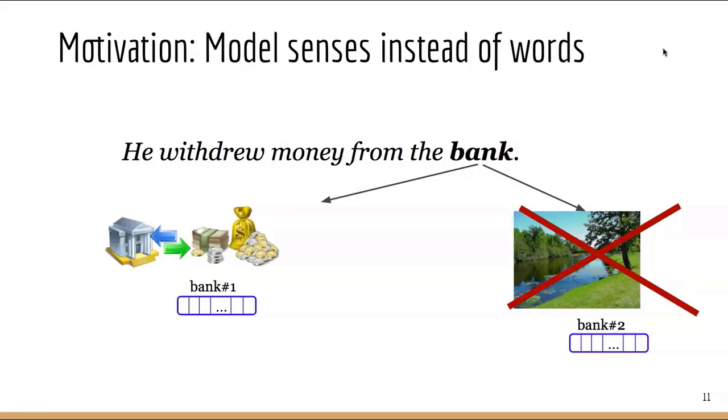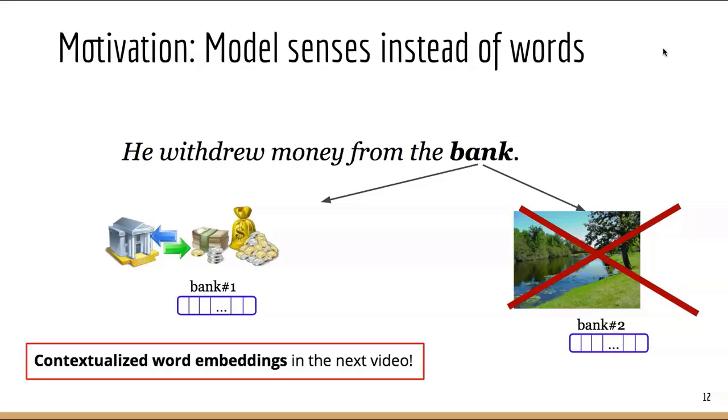So we have here the sentence, "He withdrew money from the bank." Bank has two meanings, as we saw. One is the financial meaning and the other one is the geographical meaning. So here, obviously, if we have this context, we will want to use the financial meaning of bank because this is the meaning that is triggered by this sentence.